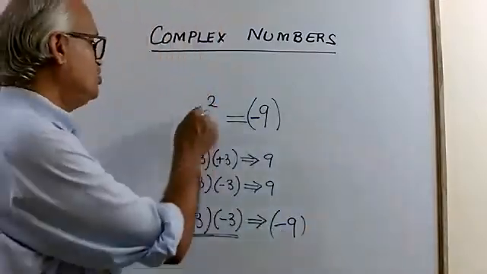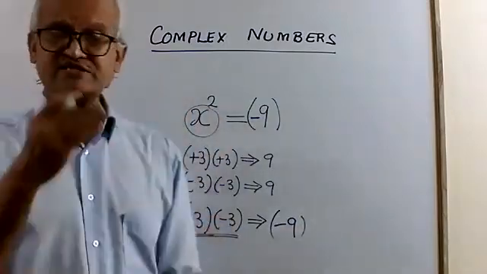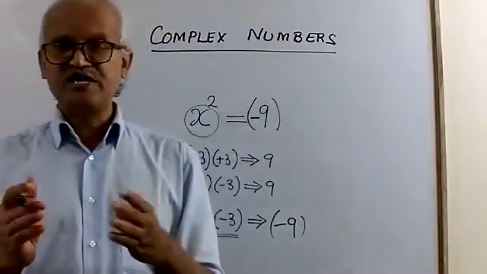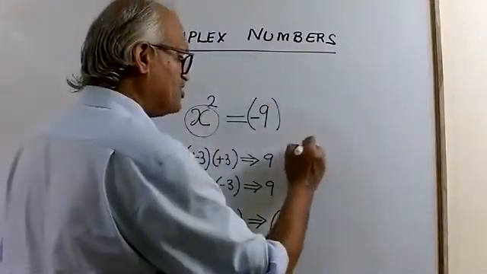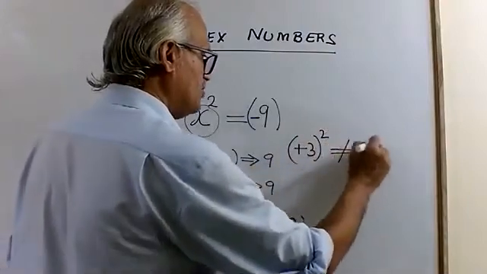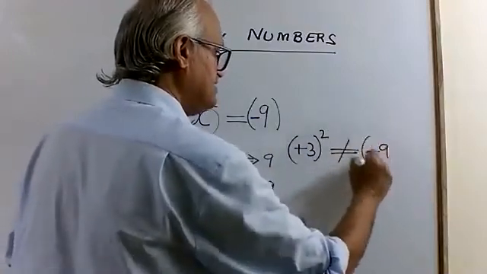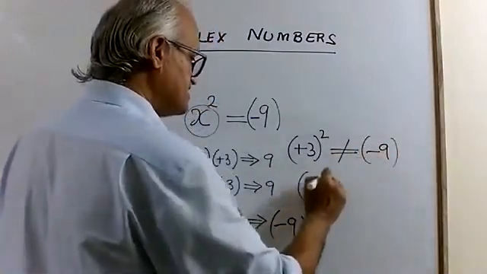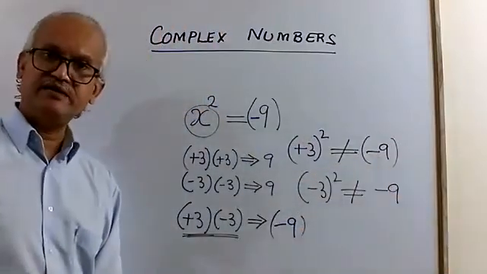And so you cannot say that minus 9 is plus 3 squared, nor can you say it is minus 3 squared. So putting it mathematically, I would put it as plus 3 squared is not equal to minus 9, and minus 3 squared is also not equal to minus 9.